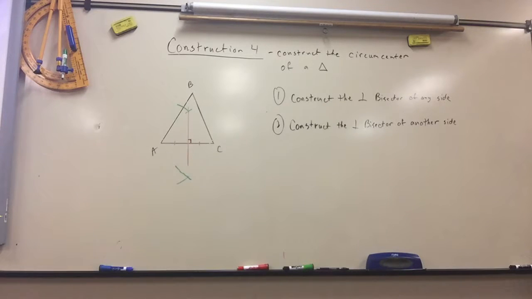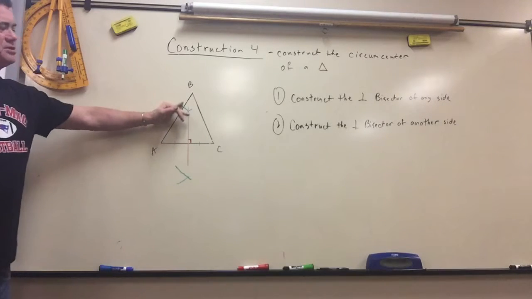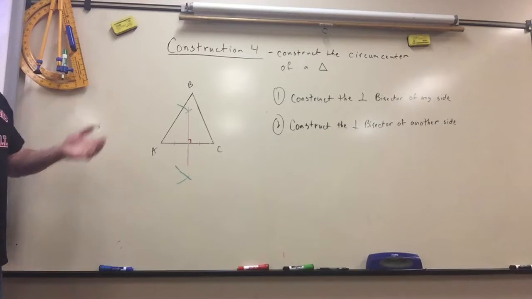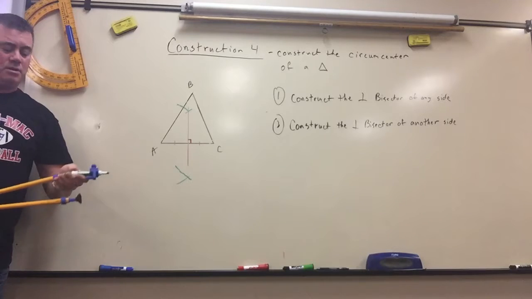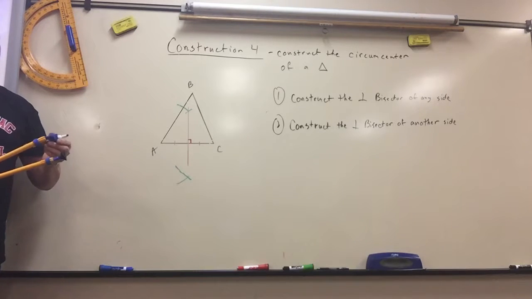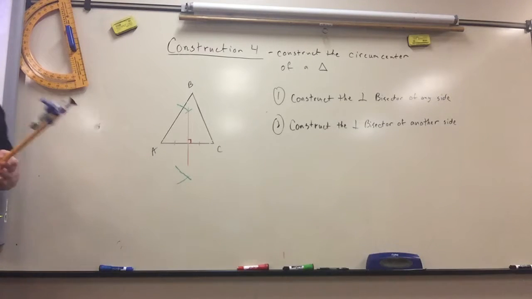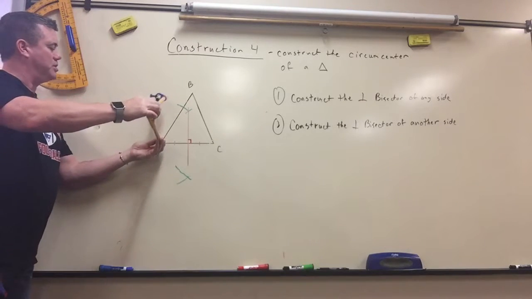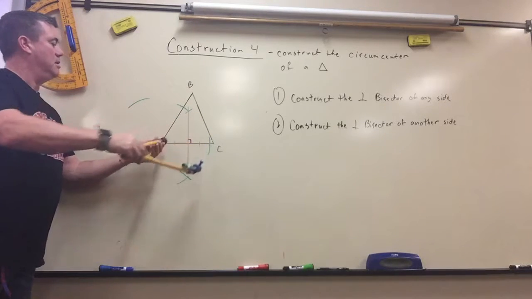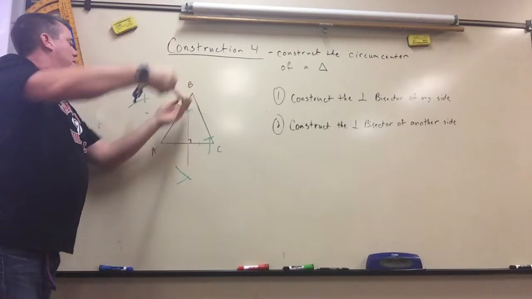So, the second step is to do the same thing to another side. Sometimes it helps people to turn your paper so this is on the bottom. Some people it doesn't matter. But it doesn't matter which side you do it on. So if I were doing it on side AB, you just make a mark on one side of it and the other. Keep it the same, go to the other end. There and there.